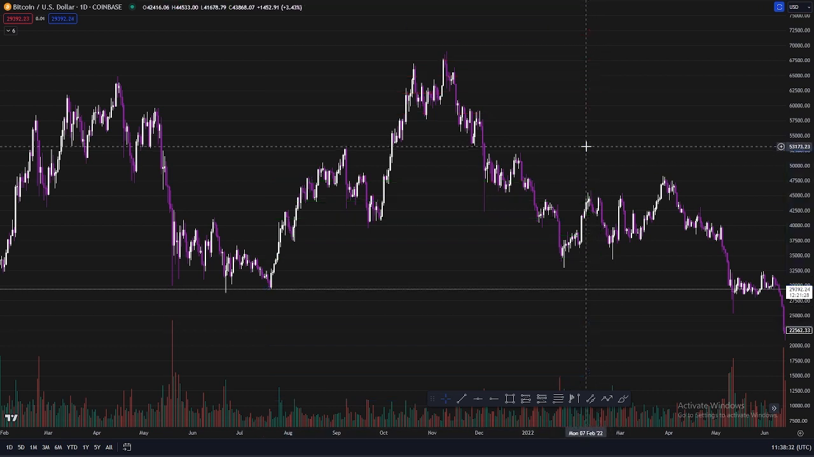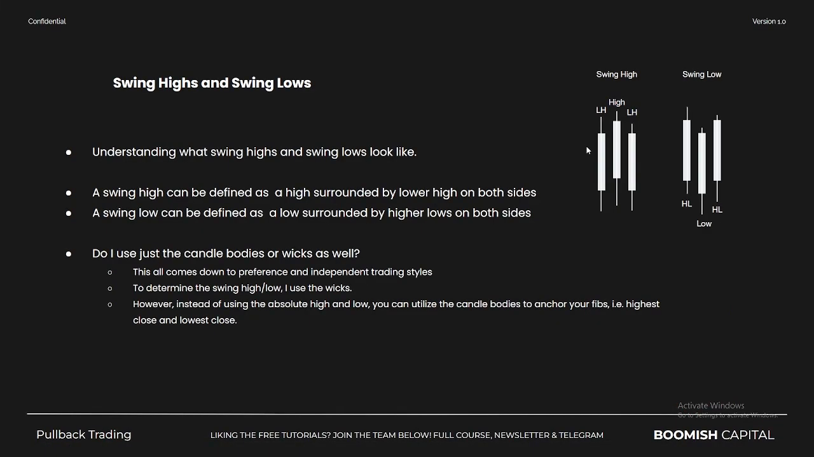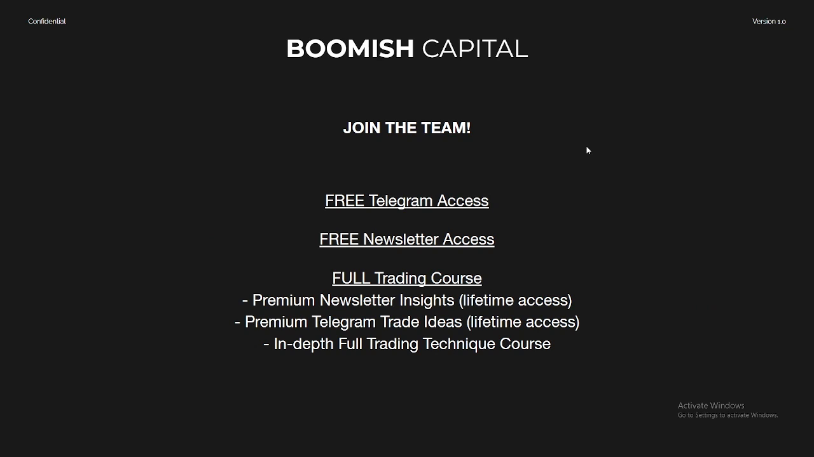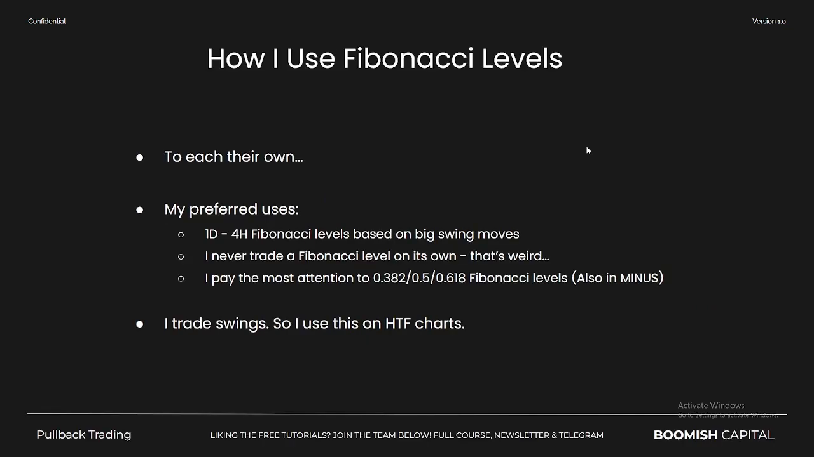So that's just a short introduction to Fibonacci sequences. We'll just go on to the end here. So again, how I use it, to each their own. How you use it is independent from how I use it. And I want you to maintain a strong stance within your own strategy. And when you add new things, make sure it fits in, make sure you understand it, make sure it feels right within your strategy. My preferred uses are 1 day to 4 hour Fibonacci levels based on swing moves.